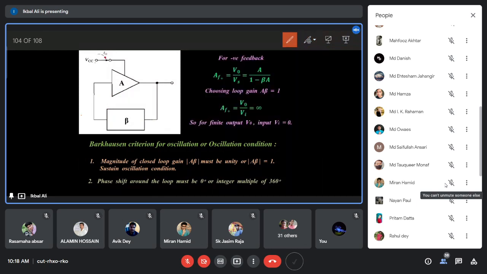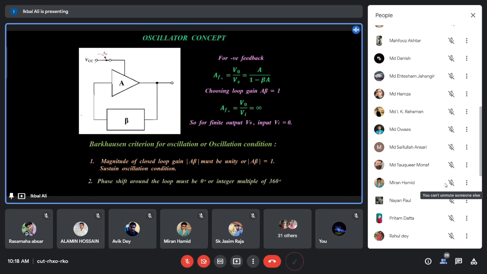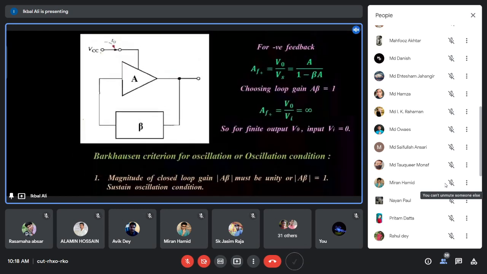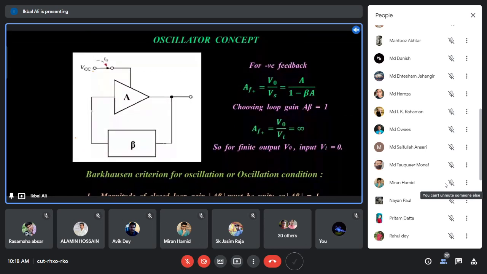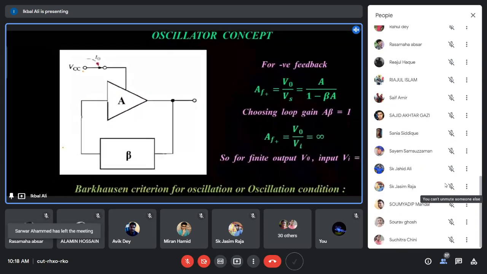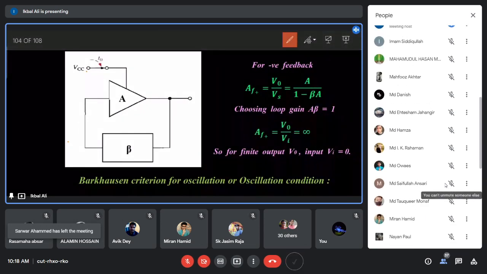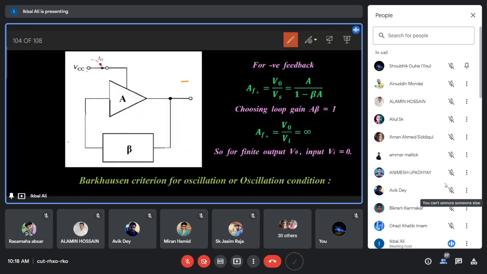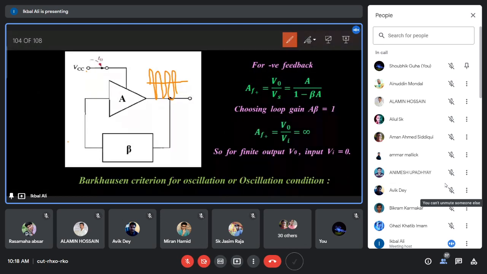Now, there is a positive feedback, and if you put A beta equal to 1, then you will get your signal at the output. So you will get a sinusoidal signal at the output without having any input. This is the principle of the oscillator. Here you have zero input. There is no input applied, but you are still getting some output. This is the oscillation, or the oscillator.